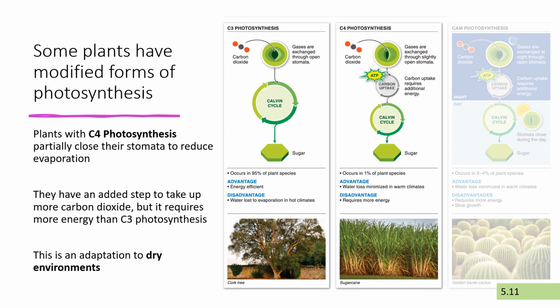However, plants who live in dry environments have a different form of photosynthesis called C4 photosynthesis. They can partially close their stomata to reduce evaporation, but as a result, they take in less carbon dioxide. So instead, in C4 photosynthesis, there's an extra step that allows these plants to take up more carbon dioxide when their stomata are open. However, there's a cost to this. It takes more energy to perform this extra step. However, it makes them able to survive in dry environments.